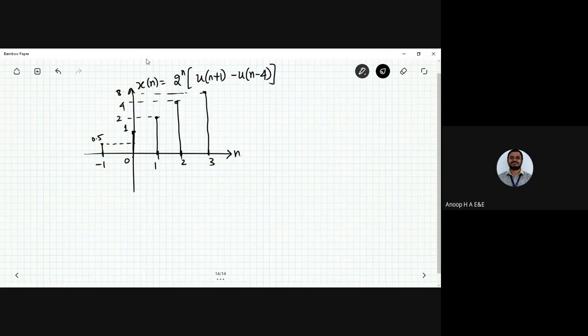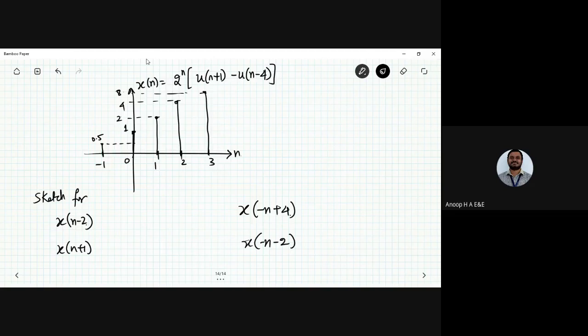Now you need to sketch the signal for X of N minus 2. Next, you are going to have X of N plus 1, the signal. Next, that is the X of minus N plus 4 signal. Next, the X of minus N minus 2 signal that you are going to sketch here.